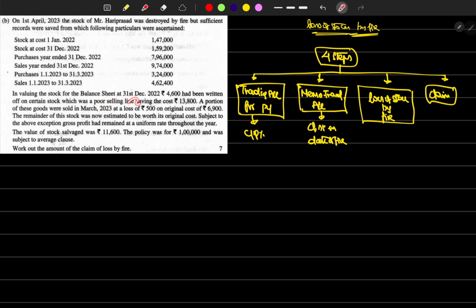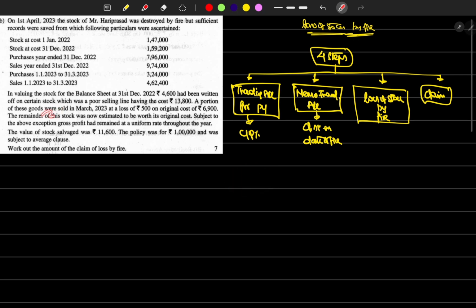In the value of the closing stock for the balance sheet at 31st December 2022, 4,600 had been written off on certain stock, which was a poor selling line having a cost of 13,800. So what they are saying is that 13,800 is the cost of the goods, and 4,600 has been completely removed from the books due to the poor selling line. But a portion of these goods were sold in March 2023 at a loss of 500 on original cost.